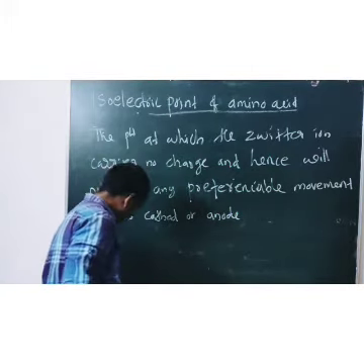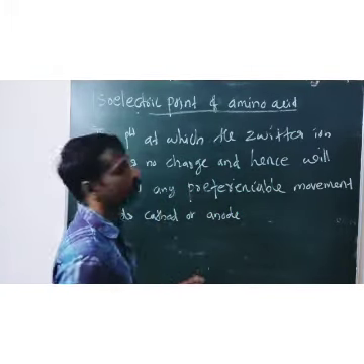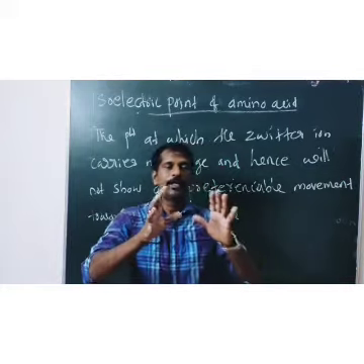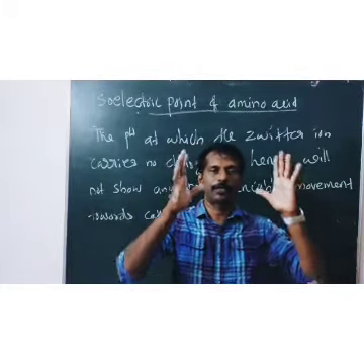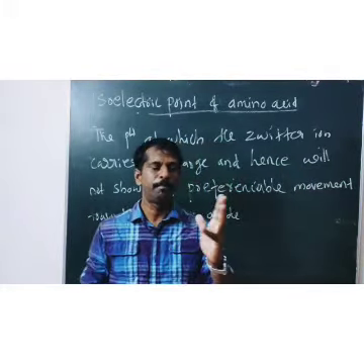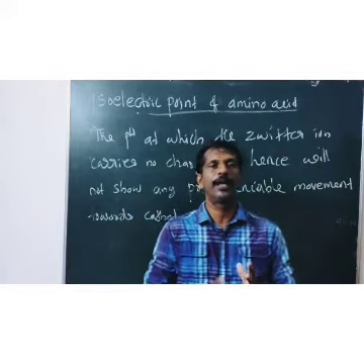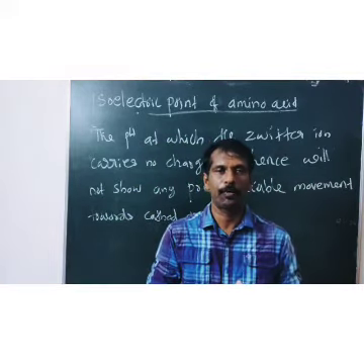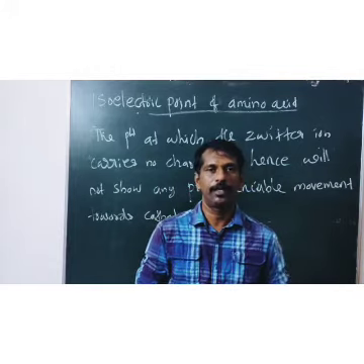So that's all about the isoelectric point and structure of amino acid. Under structure of amino acid, you have to explain zwitterion formation and isoelectric point. Okay, thank you. We continue in the next class.